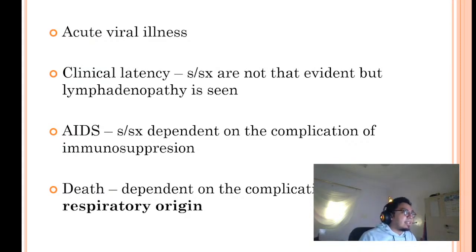Clinical latency. The signs and symptoms are not present, or not evident if you want to be more posh. Lymphadenopathy is evident. Okay. AIDS is depending on the immunosuppression. Signs and symptoms are dependent on the immunosuppression.